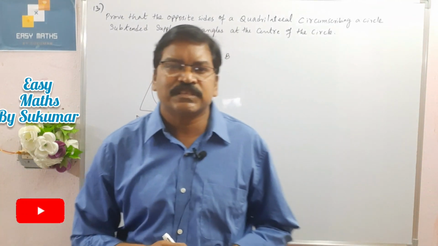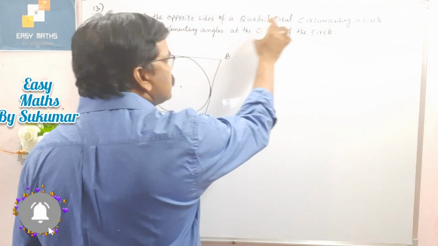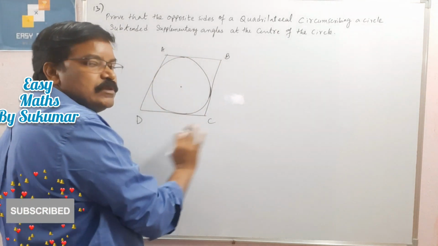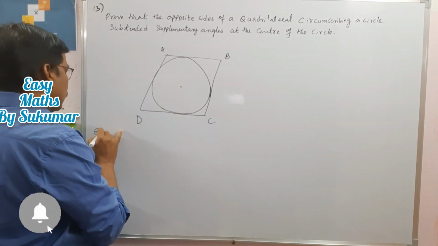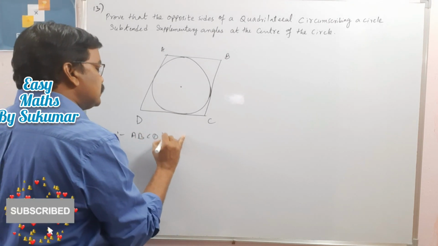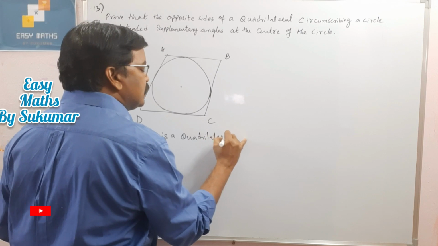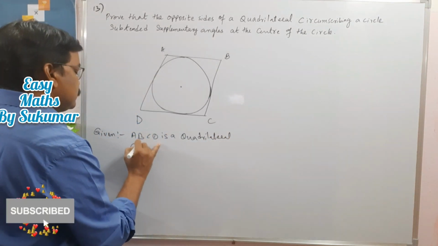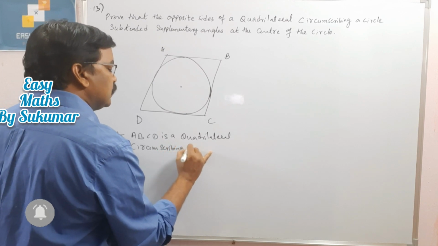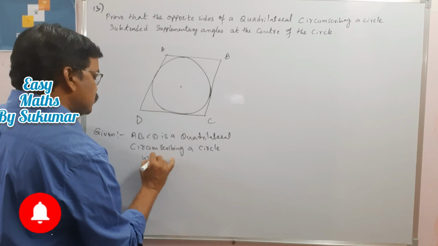Coming to the last question in this exercise 10.2, prove that the opposite sides of a quadrilateral circumscribing a circle. That means this ABCD is a quadrilateral. Given ABCD is a quadrilateral circumscribing a circle with center O.